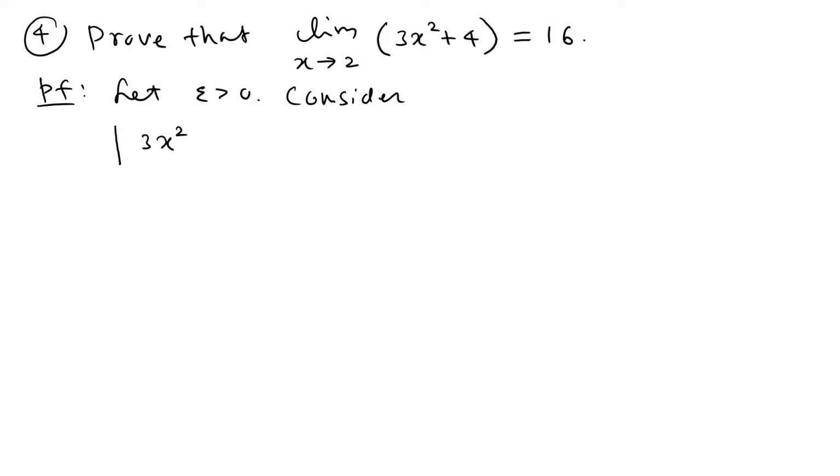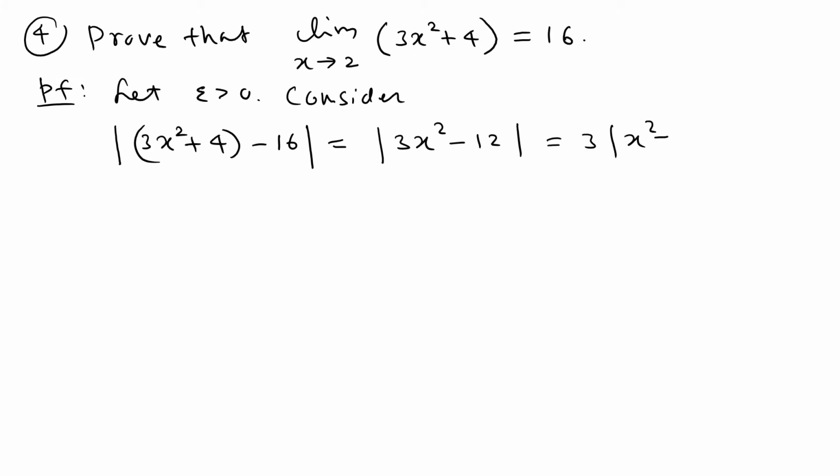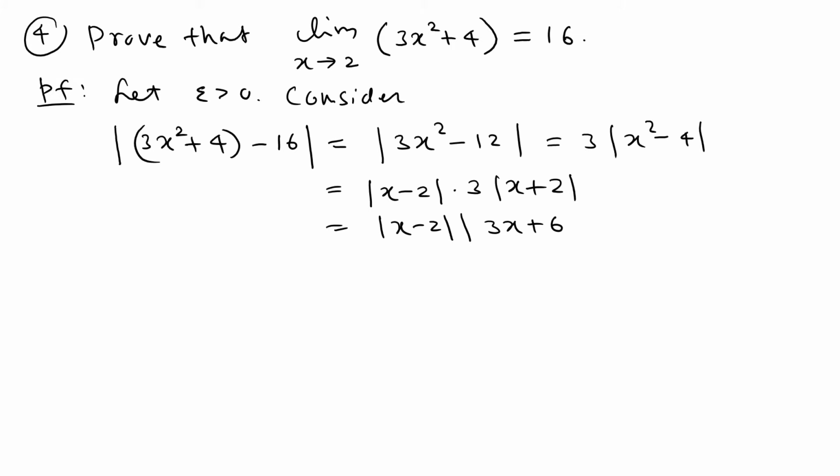So 3x squared plus 4 minus 16. If you simplify, you're going to get 3x squared minus 12. Then we can pull 3 out as a factor, and you're going to get x squared minus 4. Now we can factor x squared minus 4 using the difference of squares. So we write the x minus 2 here, and we separate the rest, so we put the multiplication 3 times x plus 2. Then you can also combine, and write it like this: x minus 2 times 3x plus 6.